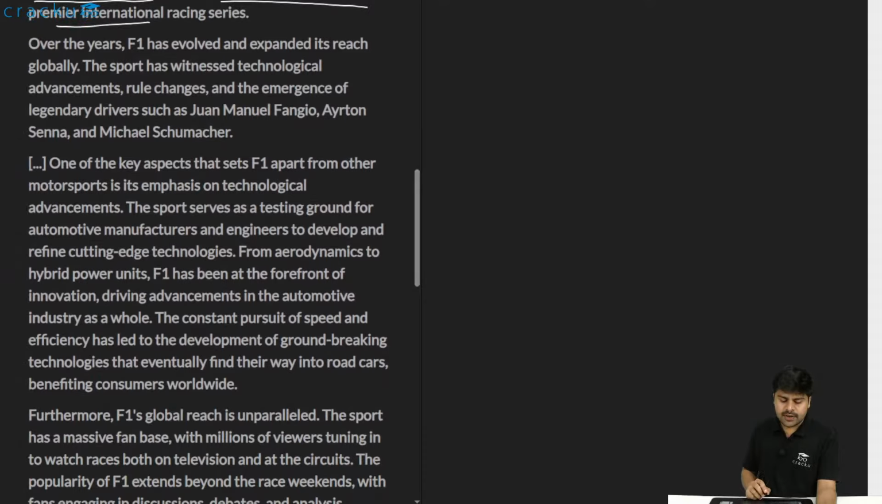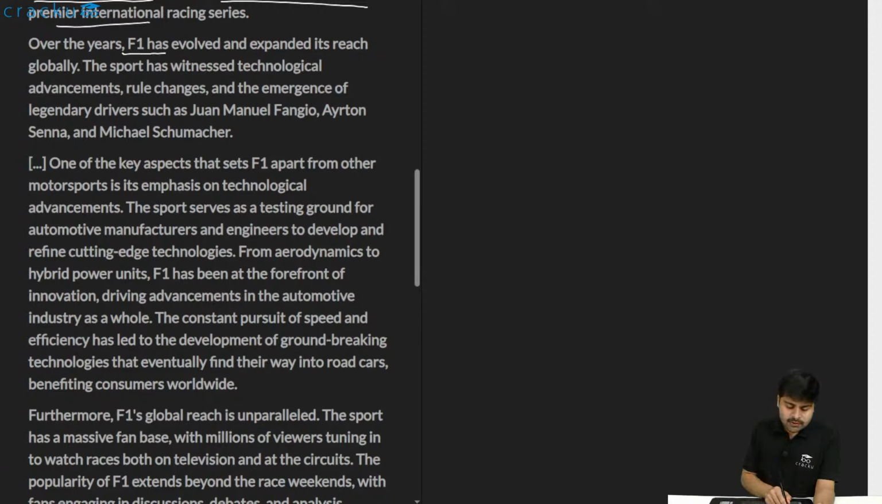Over the years, F1 has evolved and expanded its reach globally. So now we are done reading the history of Formula One. Now we will read about what Formula One is like contemporarily, right? Currently, what is Formula One like?